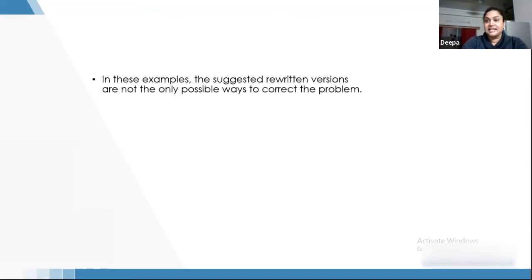Okay. Let's go to the next one. In these examples, the suggested rewritten versions are not the only possible ways to correct the problems. So here I have made a correction. I have made some ways of using it. You might have different ways of using it. English is so flexible, and it can be used in such beautiful ways. So if we can keep some things more clear about the basic sentence structures, then we can definitely create beautiful pieces of writing.